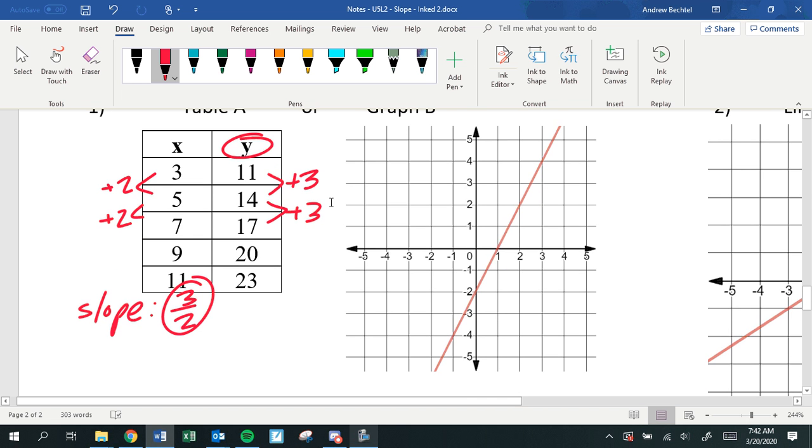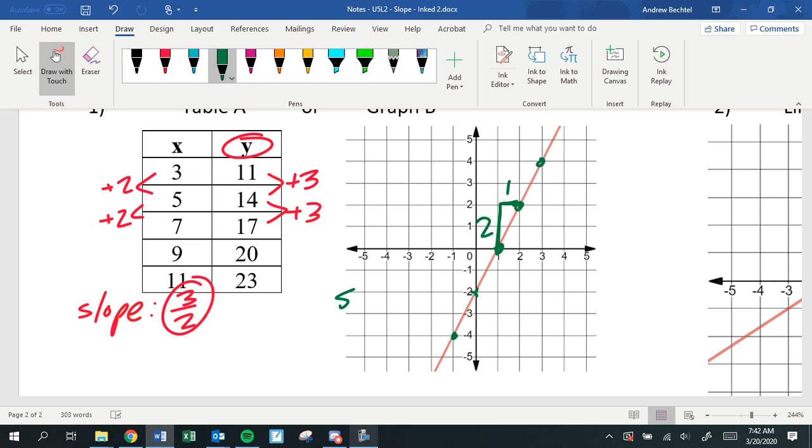Now if we look at the graph, we start by finding our pretty points. As soon as we have any 2 pretty points, I would connect the closest 2 with a triangle. We see that the rise is 2 and the run is 1, giving us a slope of 2 over 1.